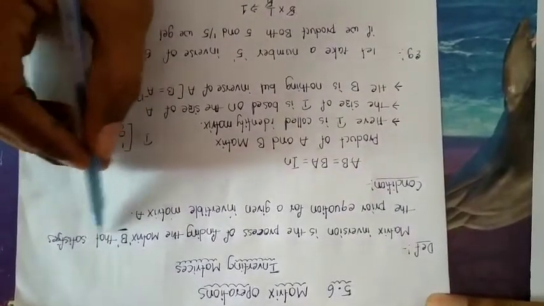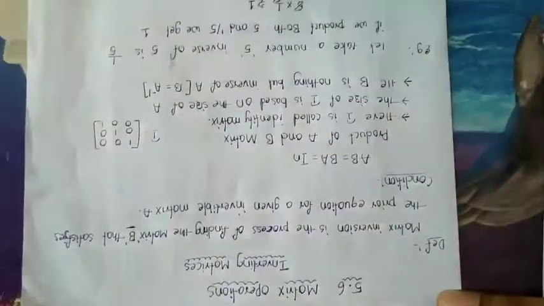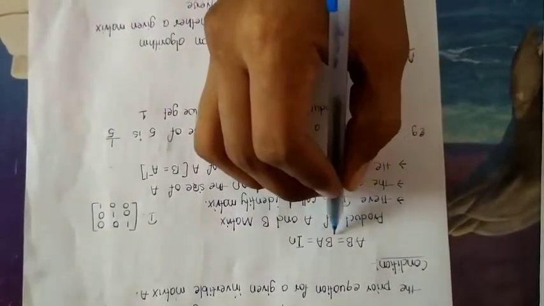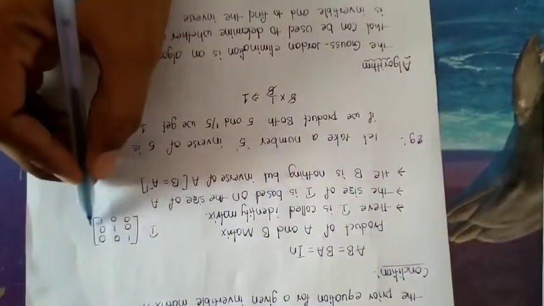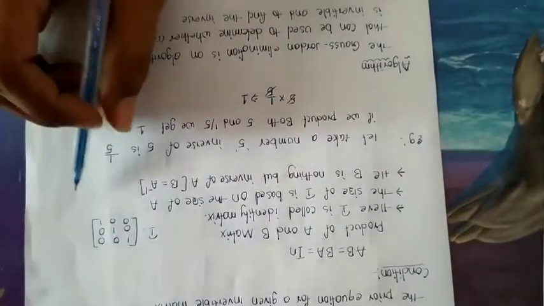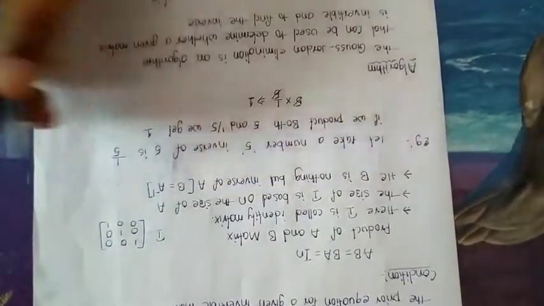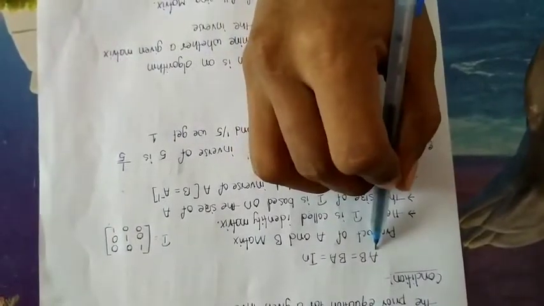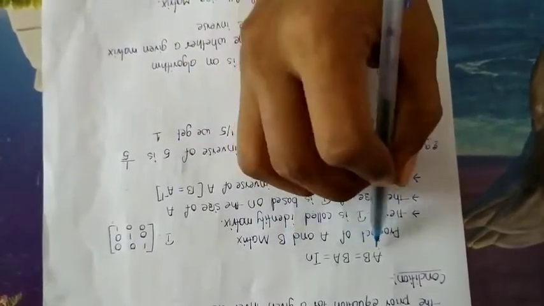Then the B matrix satisfies the prior equation for the given invertible matrix A. The condition of the inverting matrix is A into B equal to B into A equal to the identity matrix. What is an identity matrix? The identity matrix is in the form of ones and zeros. In the diagonal we have ones and the remaining of the matrix is zeros. The size of the inverse matrix is based upon the size of the matrix A. Here A is the input matrix that they give, and B is nothing but the inverse of matrix A.